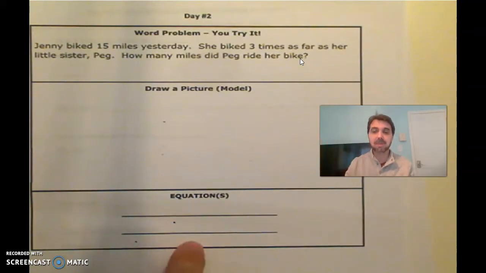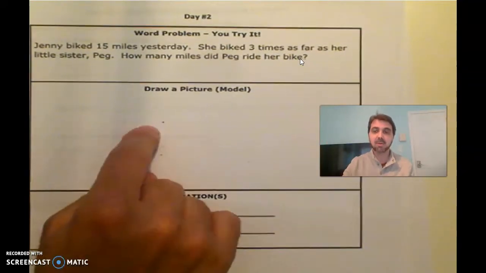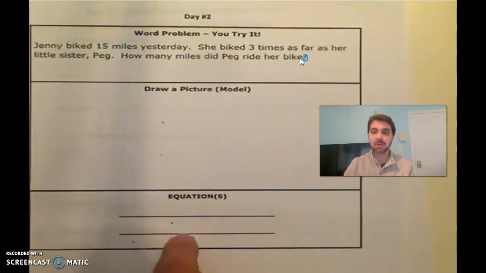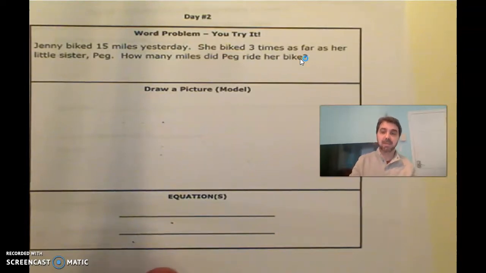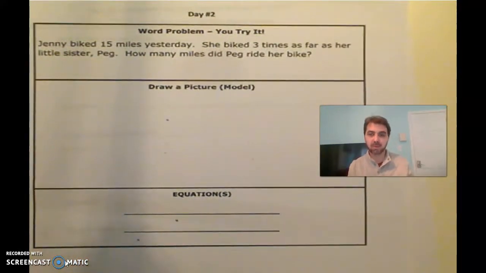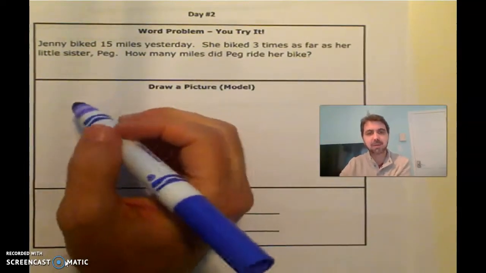So using the method that I just used, can you draw a model and then tell me which equations you could use? All right, so please pause the video and do that now. And don't come back until you have completed that to the best of your ability. All right, boys and girls, welcome back. So how did that go for you? Was that easy, medium, difficult? This is kind of new.